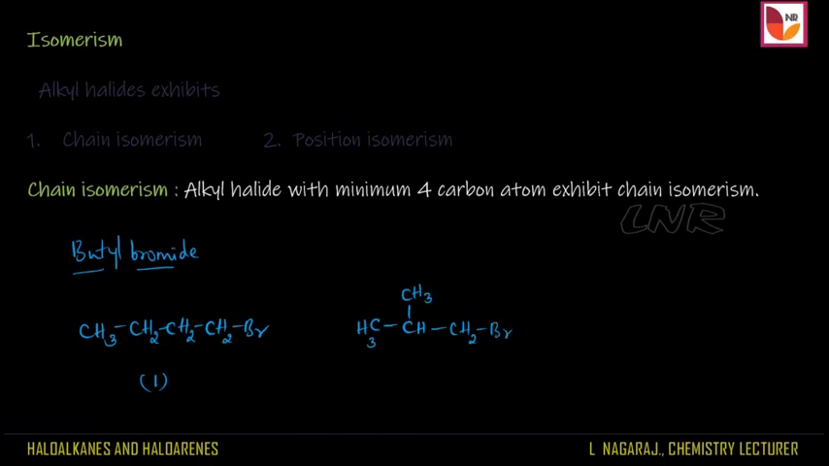So butyl bromide gives two types of isomers, that is both the molecules having the same chemical formula but differ in the number of carbon atoms in the chain. Hence the molecules are generally called chain isomers, and the phenomenon is called chain isomerism.